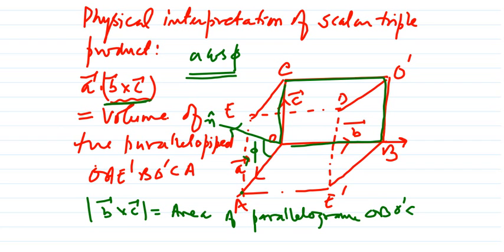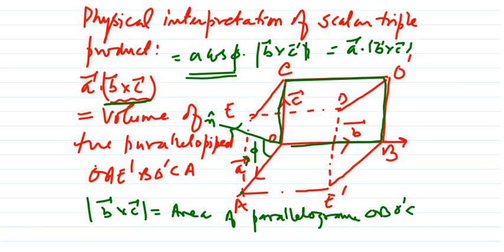So if you multiply this height by the modulus of B cross C, you can write this is equal to vector A dot B cross C. So the volume of this parallelepiped is nothing but the scalar triple product of three vectors which are the coterminous edges of this parallelepiped.